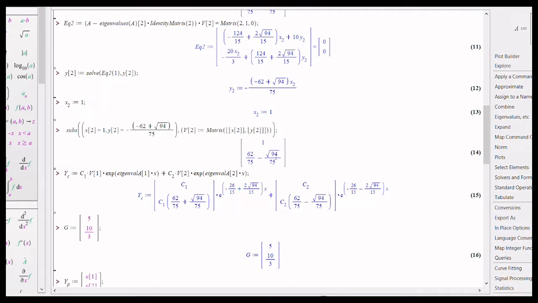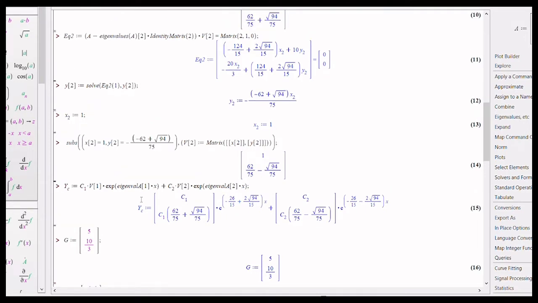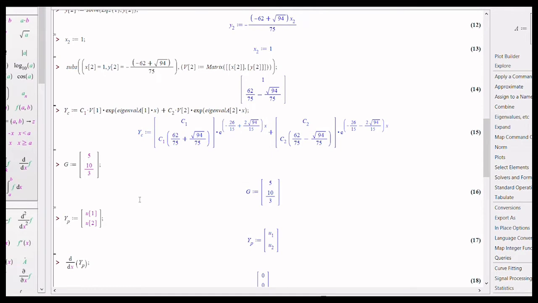Find the general equation of yc using the formula for homogeneous system. So this is the equation for yc. Okay. After that, we move to question B.